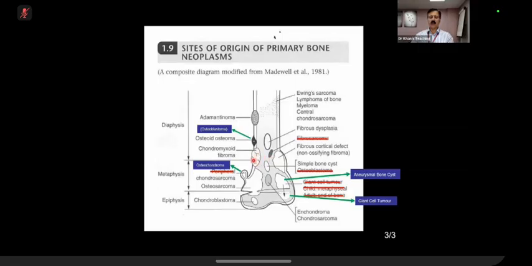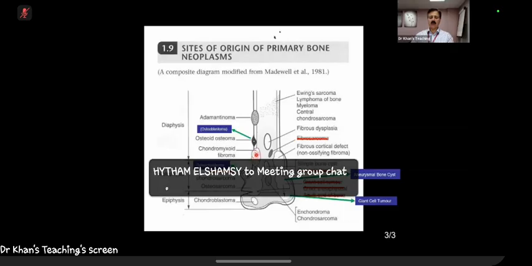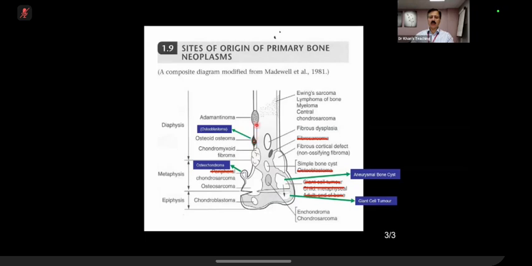There are a bit of fine touch in radiology also. Otherwise, it's not an important tumor. It's not a very common tumor. Then comes osteoid osteoma, which is a cortical tumor. Adamantinoma is a very rare tumor. It can be asked in the exam for the simple reason that it is usually seen in the tibia, and in the tibia within the cortex.